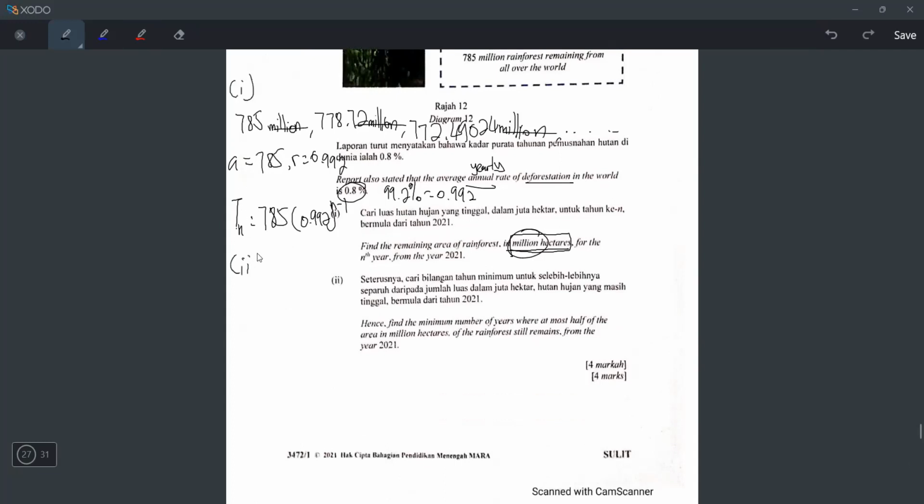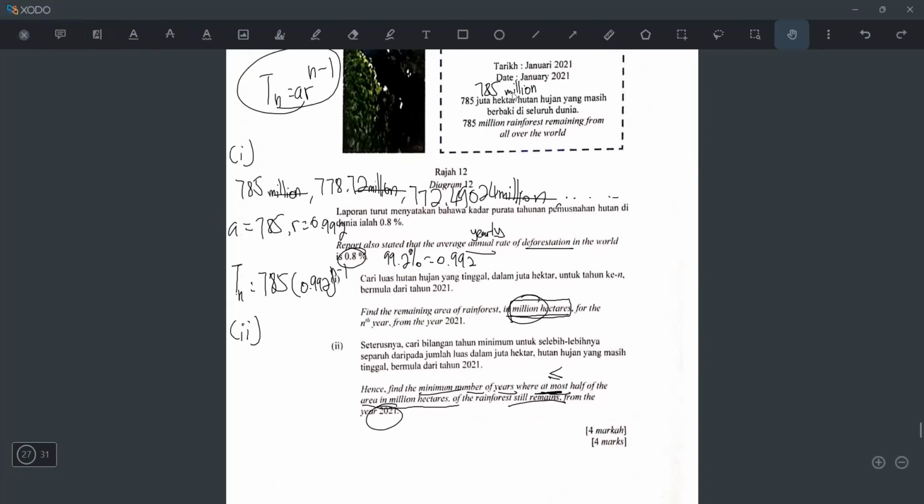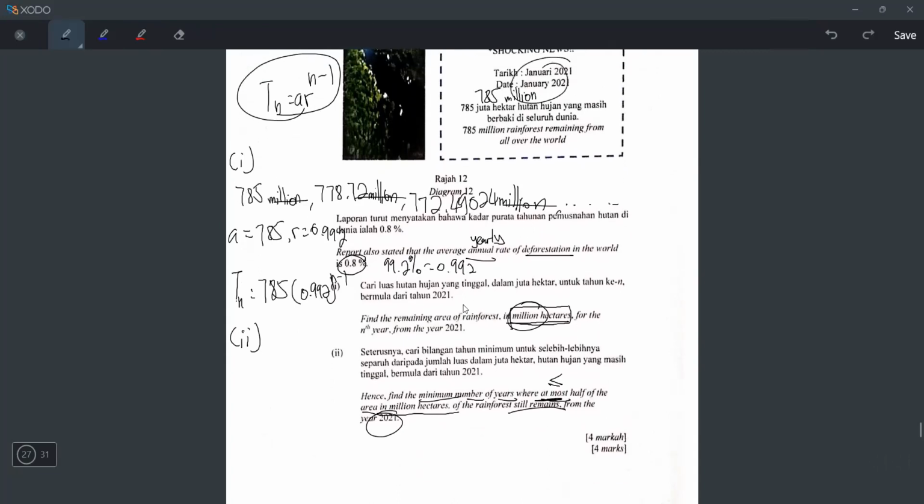Let's look at question 2 now. They say find the minimum number of years where at most, the symbol will be smaller than or equal to half of the area in million hectares that still remains from year 2021. So they say every year it will decrease by 0.8%. But this one is in January 2021, and it decreased yearly, right? One year, so in 2022 it will get lesser.